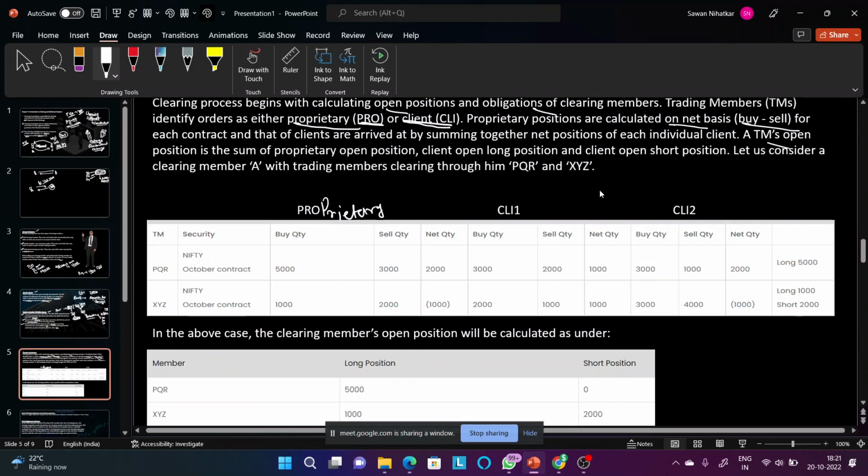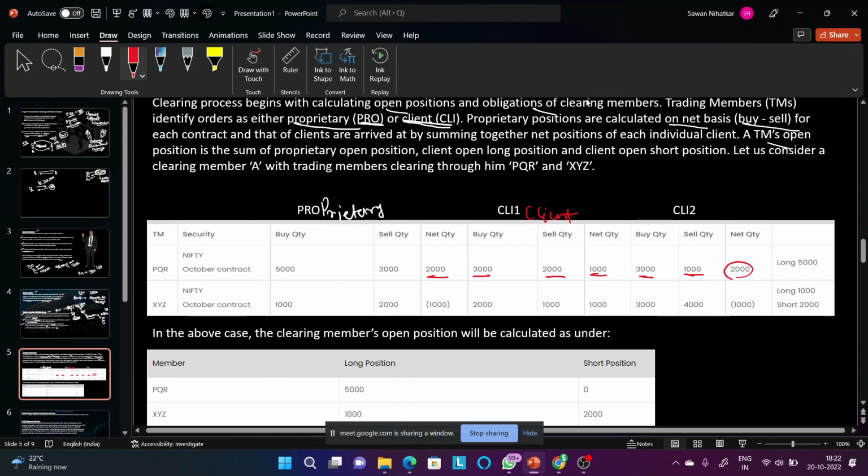He has a buy quantity of 5,000 lots and a sell quantity of 3,000 lots. So how much will his net quantity become? It will be exactly buy minus sell. From the buy, we subtract the sell quantity. That will be his net position which is open in the market currently. Now talking about client one, his first client. CLI stands for clients. Client one's buy quantity is 3,000, sell quantity is 2,000, so again net is 1,000. For the second client, buy is 3,000, sell quantity is 1,000, and 2,000 becomes the net quantity.